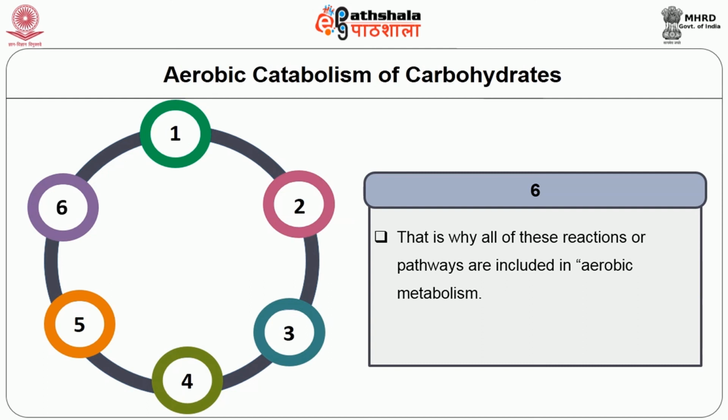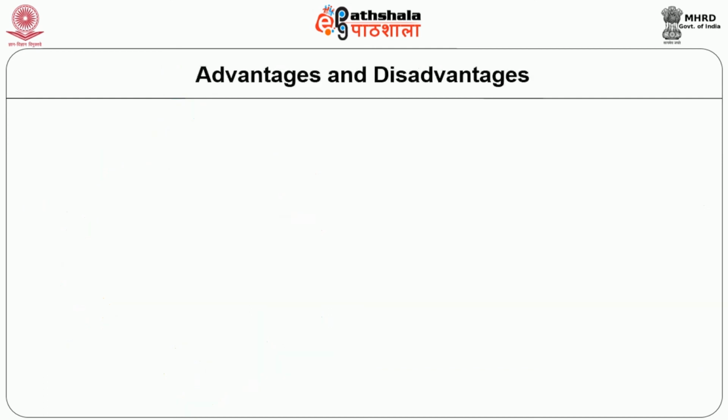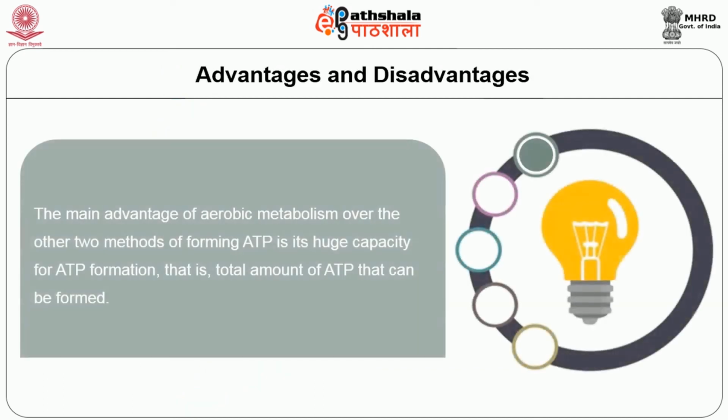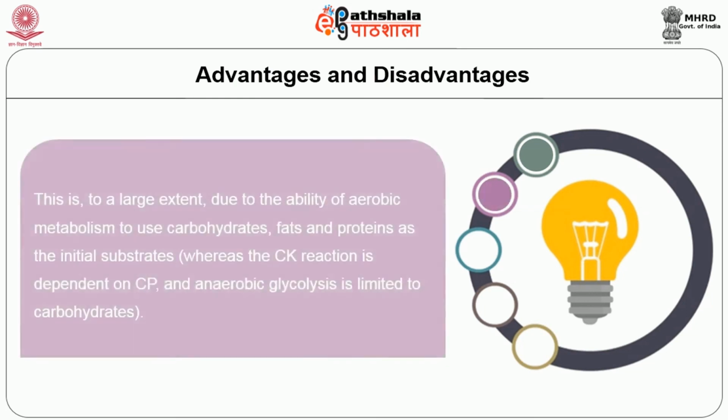Dear students, now let us understand about the advantages and disadvantages of aerobic metabolism of carbohydrates. The main advantage of aerobic metabolism over the other two methods of forming ATP is its huge capacity for ATP formation, that is, the total amount of ATP that can be formed. This is to a large extent due to the ability of aerobic metabolism to use carbohydrates, fats and proteins as the initial substrates.